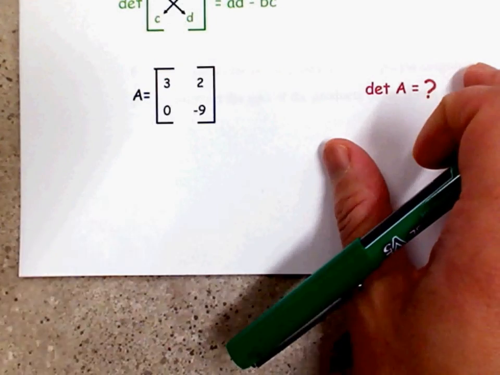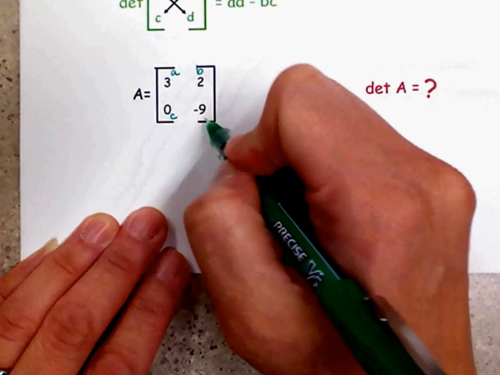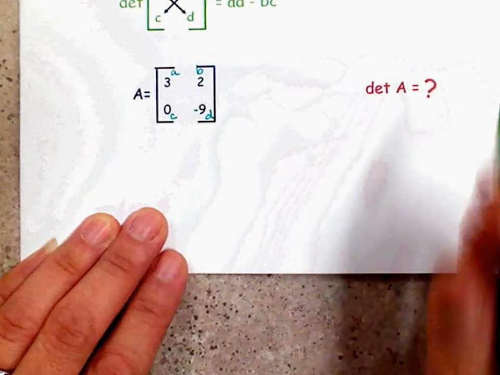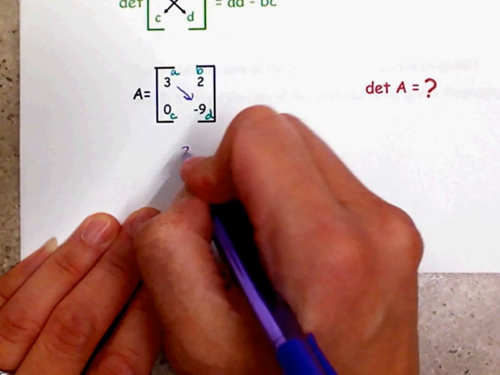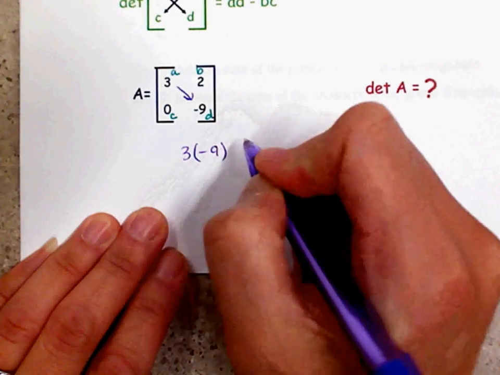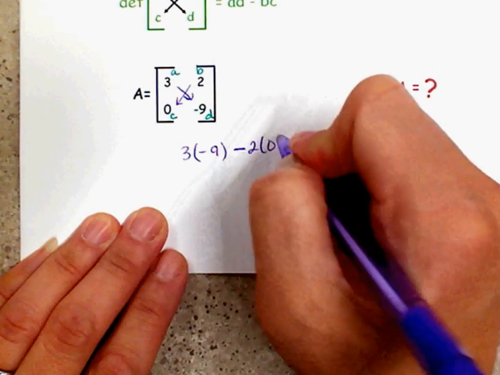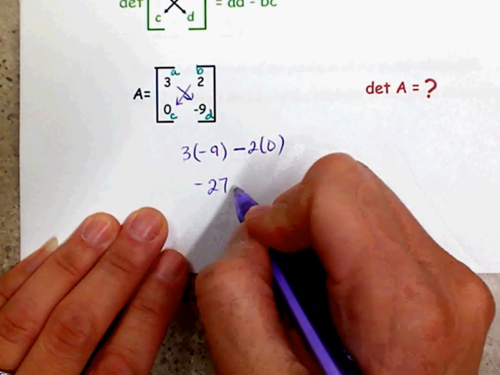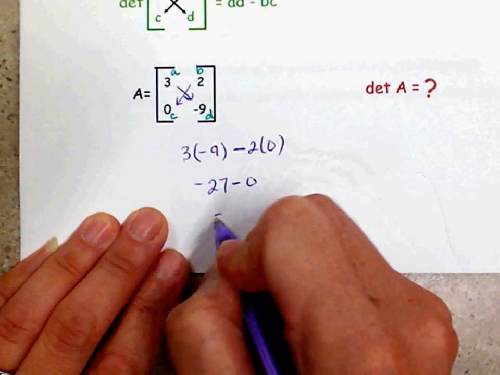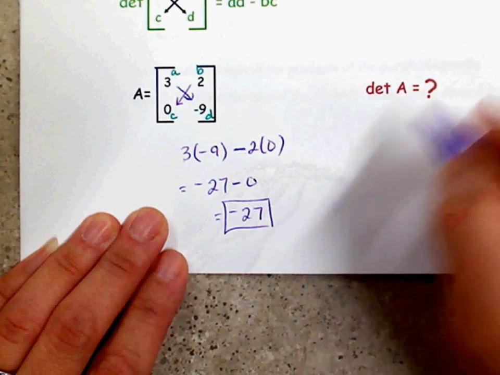So let's take a look at the first example. Here's your A, here's your B, here's your C, here's your D. Okay? You're going to take A times D, so 3 times negative 9, minus B times C, 2 times 0. 3 times negative 9 is negative 27, negative 2 times 0 is 0, and when you add them together, the determinant of A is negative 27.